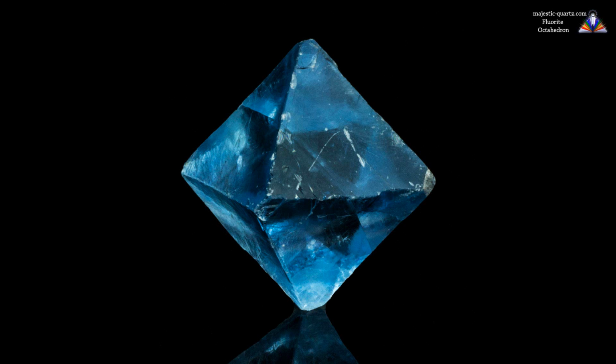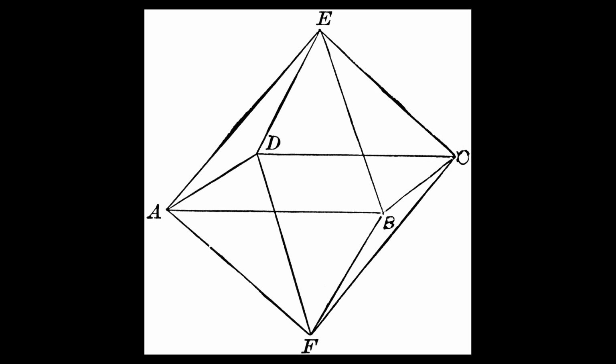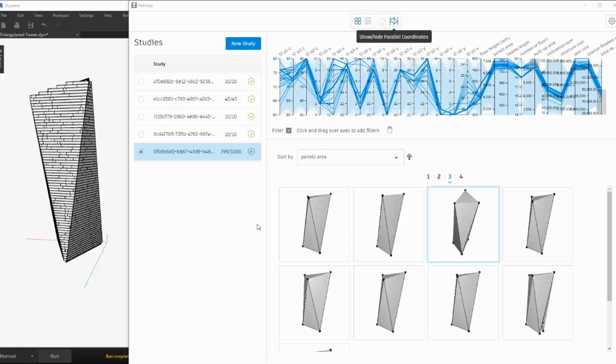An octahedron is a geometric shape that looks like two pyramids stuck together. It consists of 8 faces and 6 points. We want to create a deformed octahedron shaped like a tower, and we'll use Dynamo and Refinery to find the best solutions.